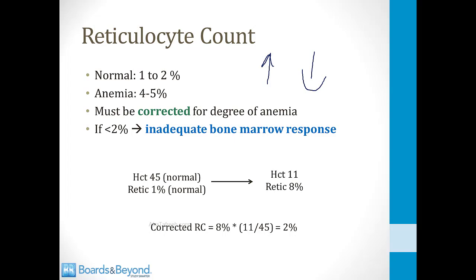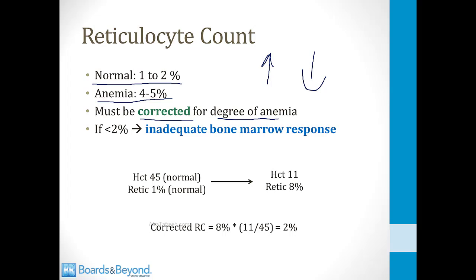But it's not so simple, and that's because the reticulocyte count is reported as a percentage. So under normal circumstances, reticulocytes account for 1 to 2% of the red cells in the peripheral blood. In the setting of anemia, that percentage can rise to 4 to 5%, but to determine whether or not the bone marrow is responding appropriately, you need to correct that percentage for the degree of anemia.